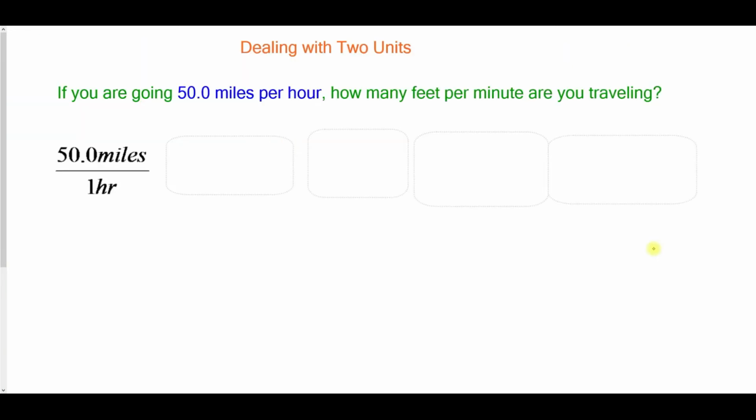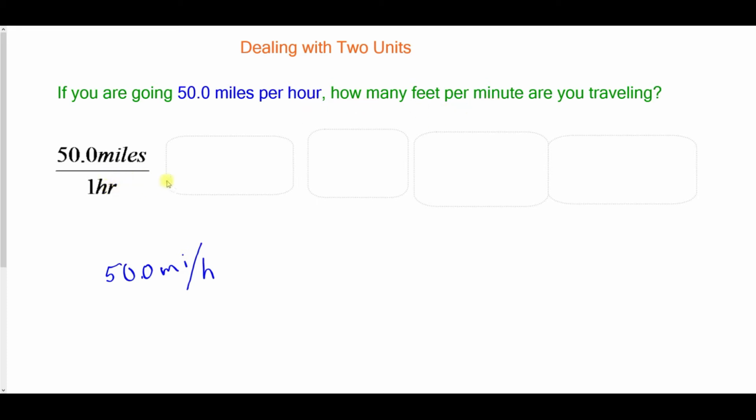Sometimes our given that we'll start with has 2 units, so we have to make sure that we put part of it, the one that goes with the number here, on top, and then whatever's behind the per on the bottom. You could also write it 50 miles per hour. Make sure you don't put both of those units on top, but that 1 hour goes on the bottom. We need to convert both miles into feet and hours into minutes.